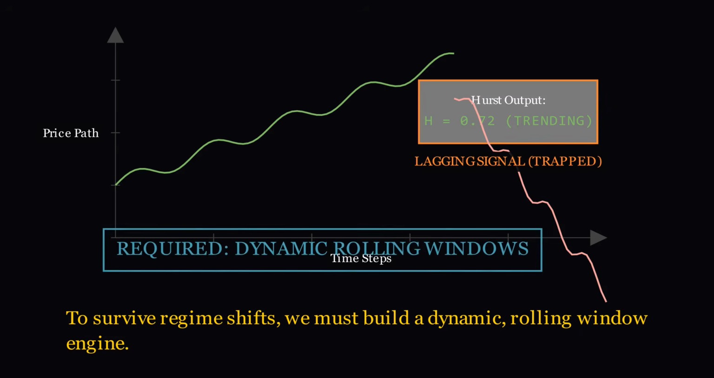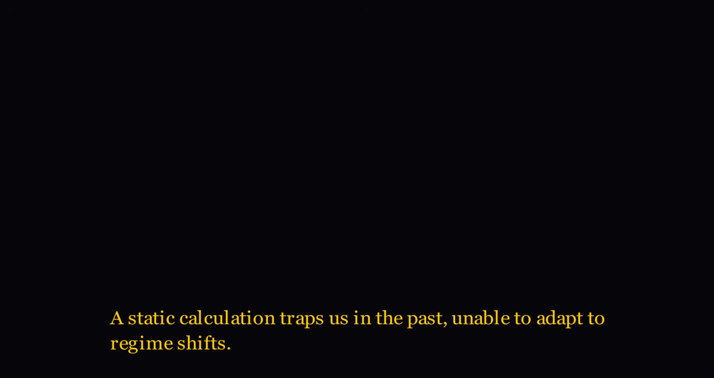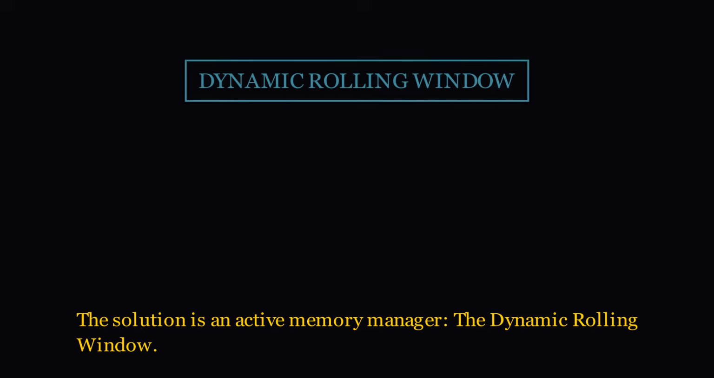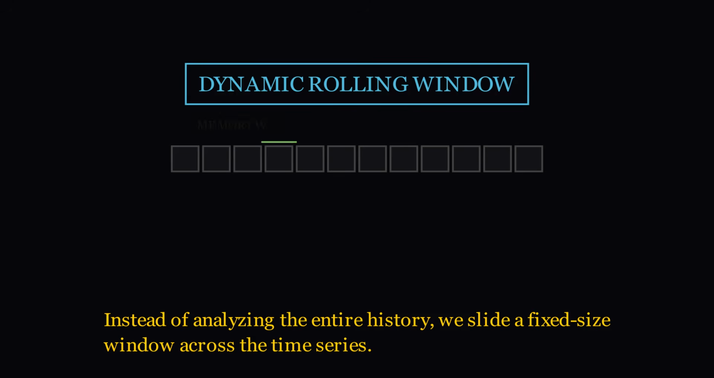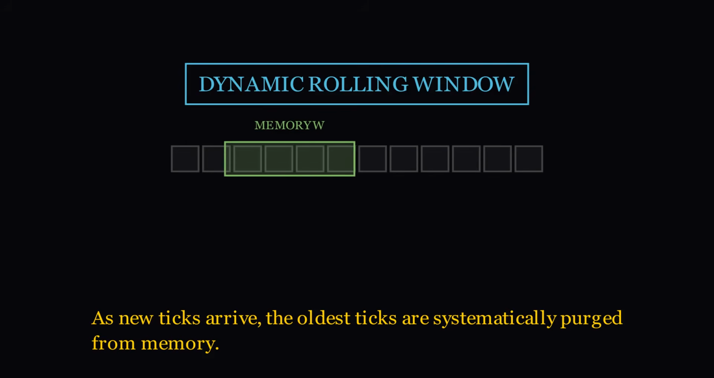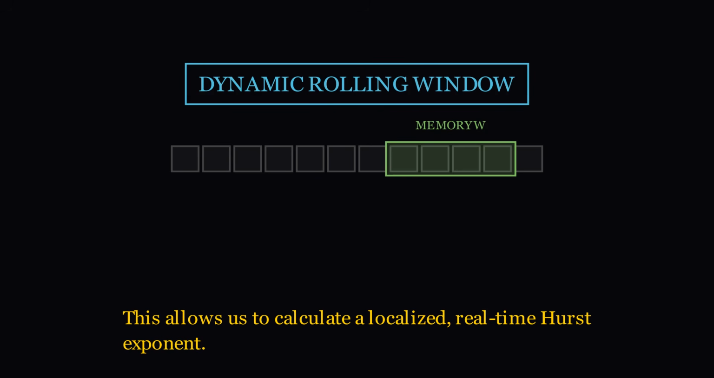To survive regime shifts, we must build a dynamic, rolling window engine. A static calculation traps us in the past, unable to adapt to regime shifts. The solution is an active memory manager, the dynamic rolling window. Instead of analyzing the entire history, we slide a fixed-size window across the time series. As new ticks arrive, the oldest ticks are systematically purged from memory. This allows us to calculate a localized, real-time Hurst exponent.